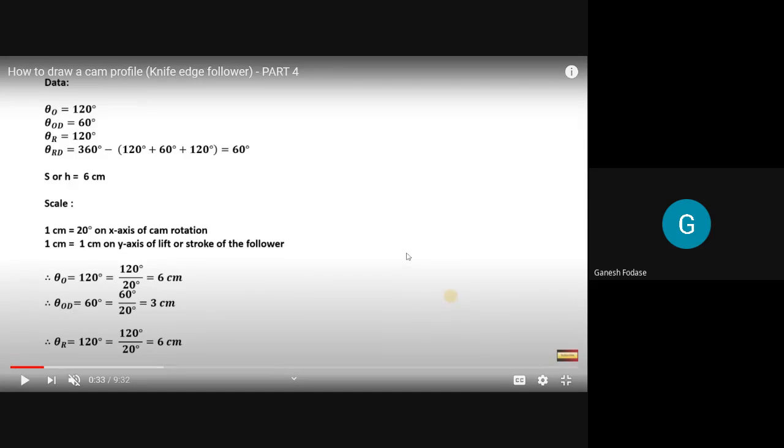Dwell means the follower does not move. Forward motion is stationary. Sorry, the remaining period is dwell. Follower displacement is 6 centimeter. All these are given data.